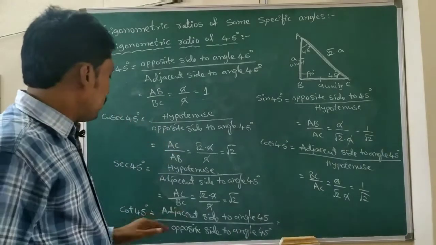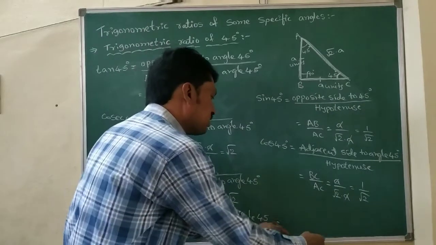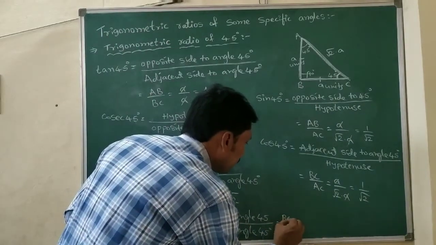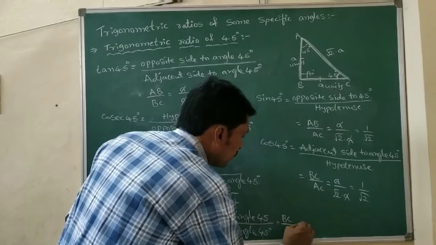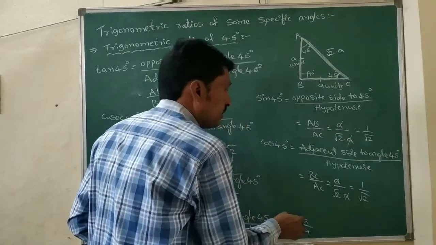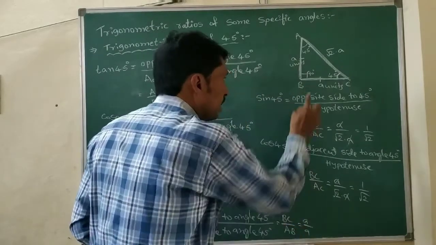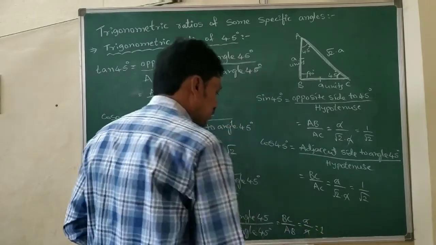So from the figure, with respect to C, what is adjacent? BC is adjacent. BC by opposite, which is AB. The BC length is A, and the AB length is also A. The A's get cancelled, that is 1.